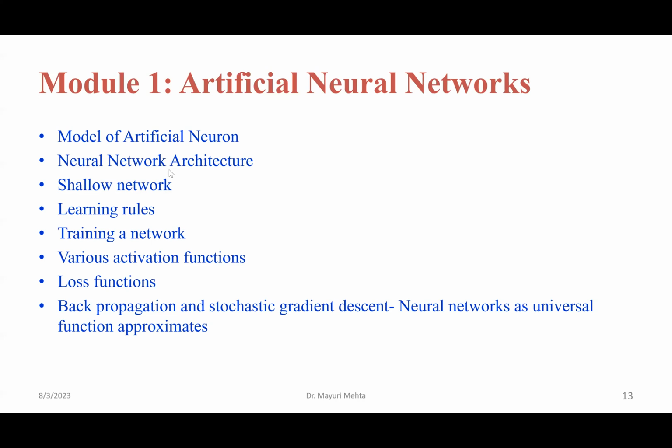I'll discuss again. Then what is called shallow network. Different learning rules will be discussed in this unit. Then how you can train neural network, that will also be discussed. After this basic theory related to neural network, we will see various activation functions and loss functions related to these neural networks. And finally, we will see backpropagation and stochastic gradient descent for this artificial neural network.